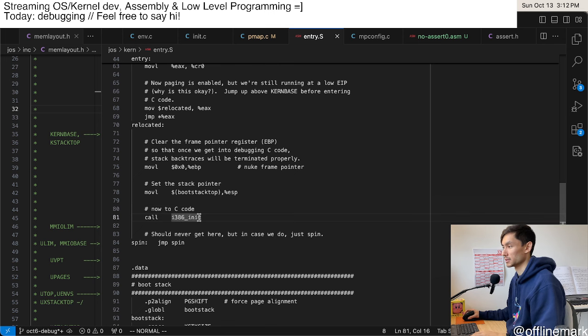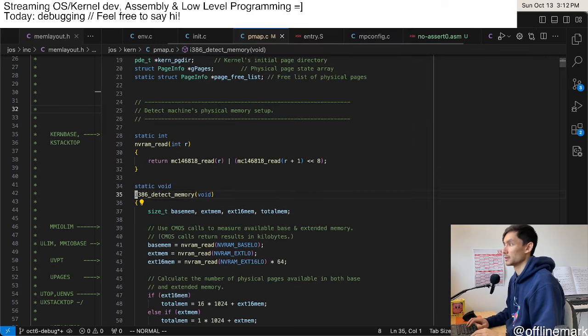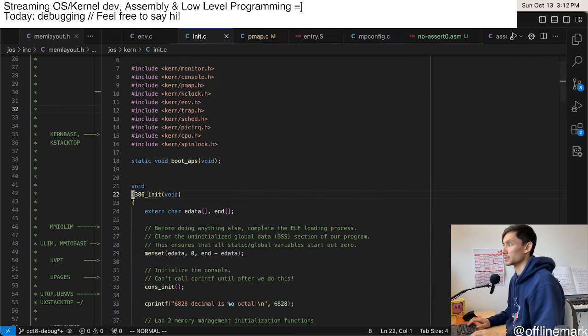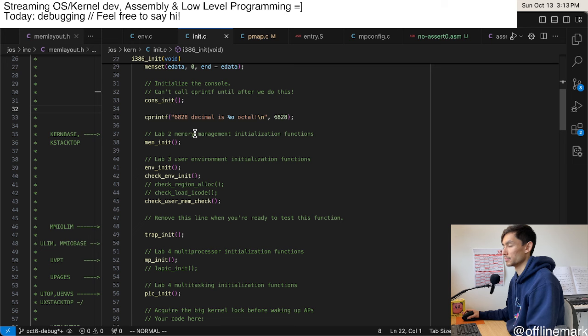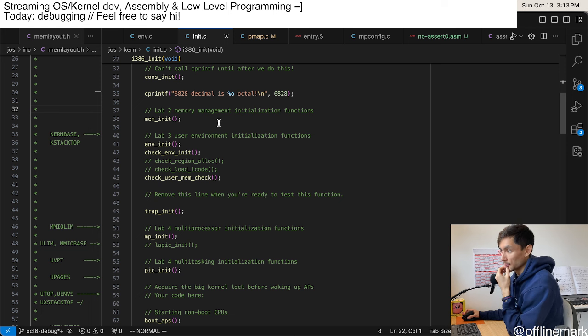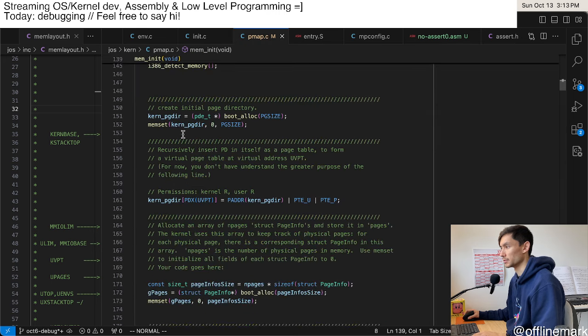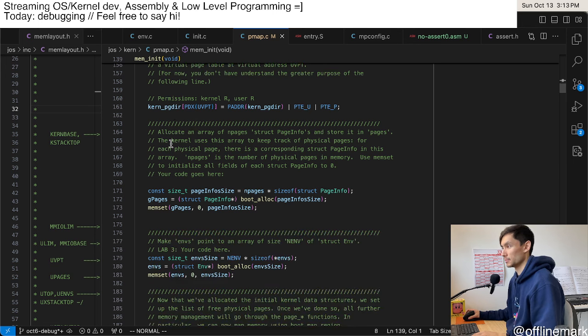So let's follow i386 init. No, that's not right. i386 init. Okay, here we do a bunch of boring stuff. We initialize the console. It would be annoying to walk through absolutely all of this. Maybe from a high level point of view, we set up virtual memory.